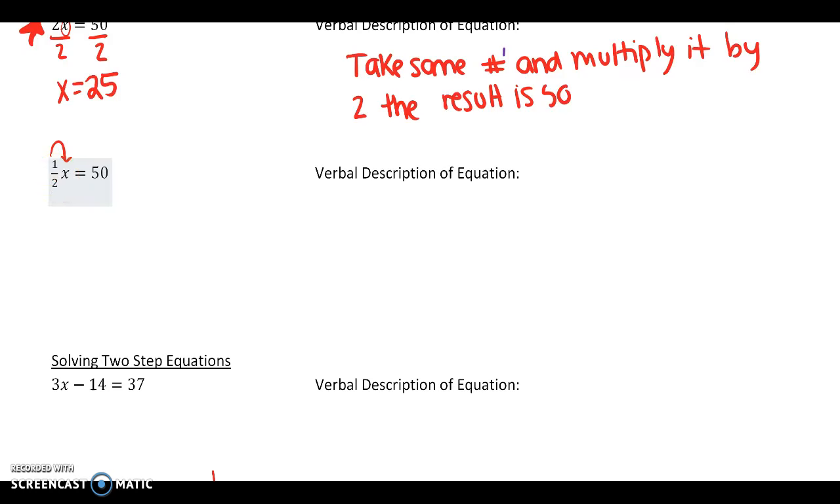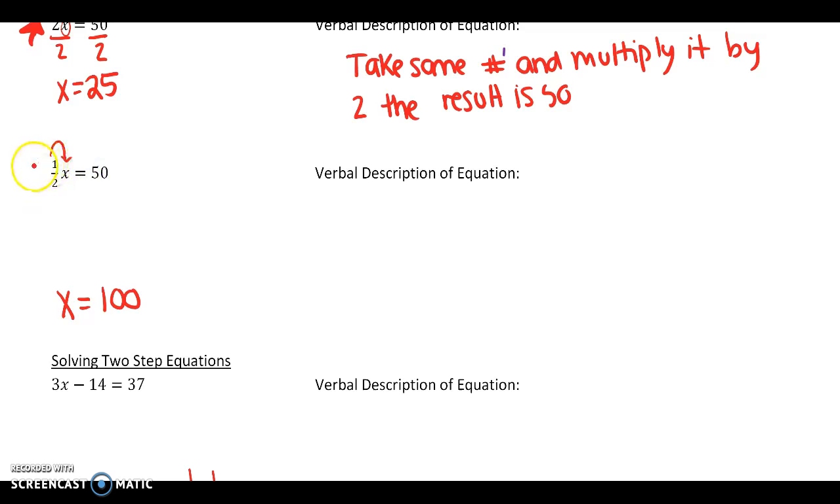So this is 1/2 times x. And how do you undo multiplication? You divide. Now, dividing by a fraction is really, really not nice. So this is one option. And if you do 50 divided by 1/2 or 50 divided by 0.5 in your calculator, you get 100.